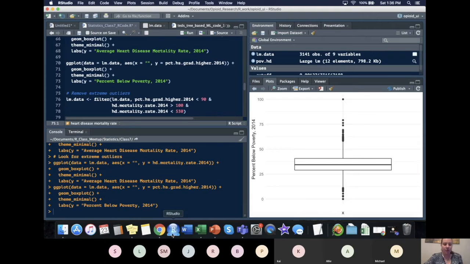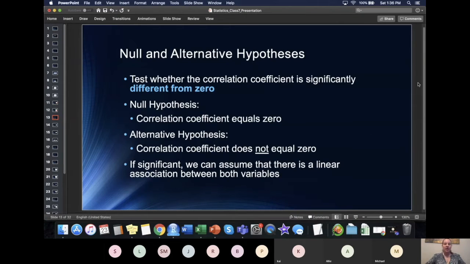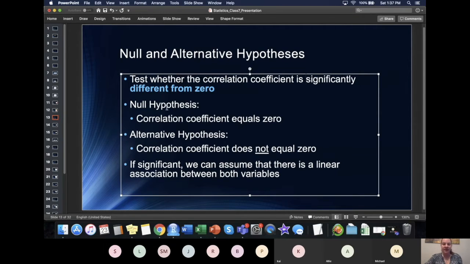So now going back into our slides. At the very beginning of this statistics in R class, we went over null and alternative hypotheses. Again, the null hypothesis is our default. We assume that that is true until proven otherwise. So the null hypothesis for our correlation coefficient, if we are trying to decide statistical significance, means that we are assuming until proven otherwise that the correlation coefficient is not significantly different than 0.